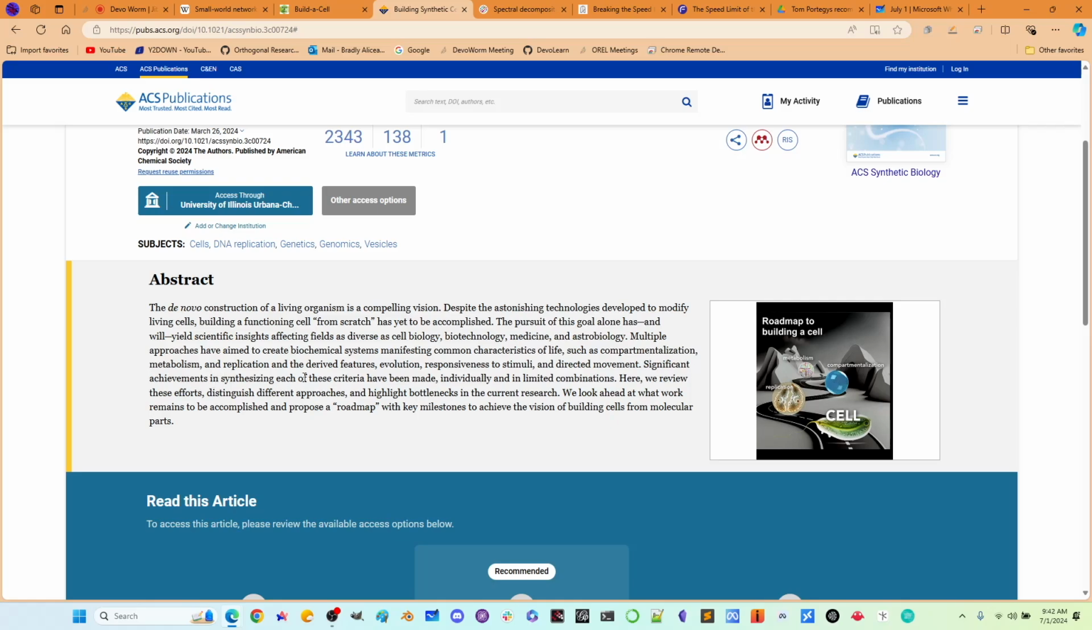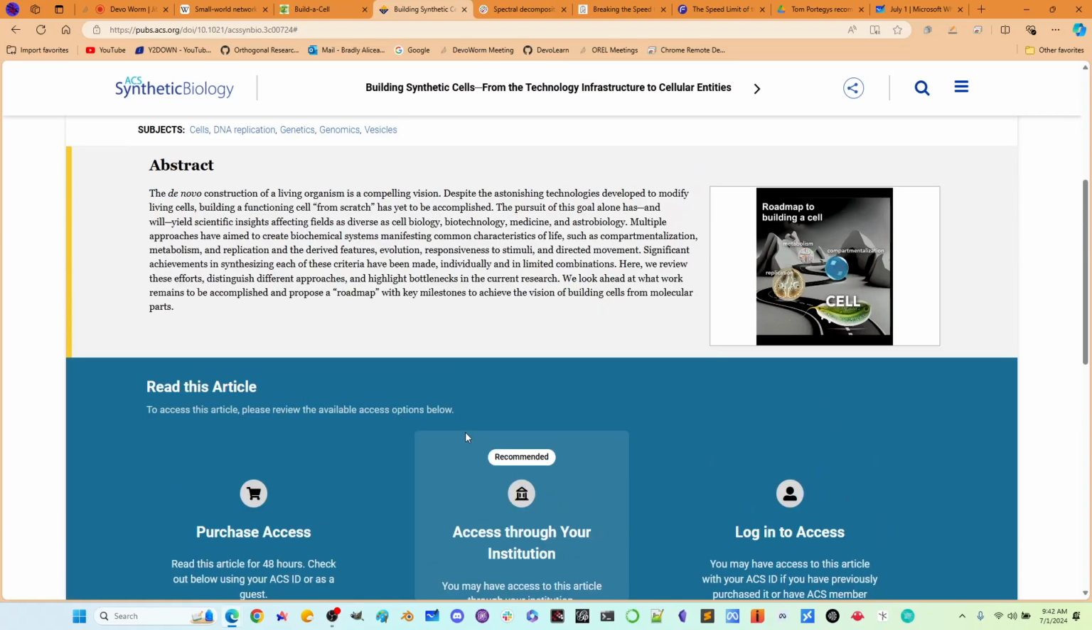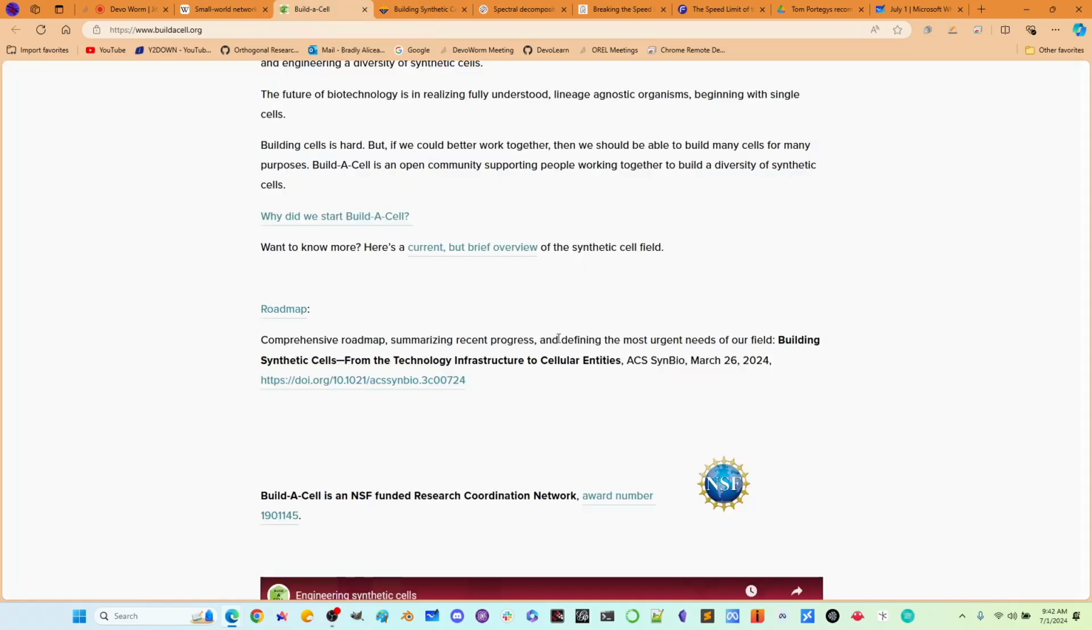Significant achievements in synthesizing each of these criteria have been made individually and in limited combinations. So they review a lot of this stuff, and they identify the bottlenecks in the current research, and they produce a roadmap. I don't think I have access to this right now, but if you're interested in this area, it would be good to go over and get familiar with.